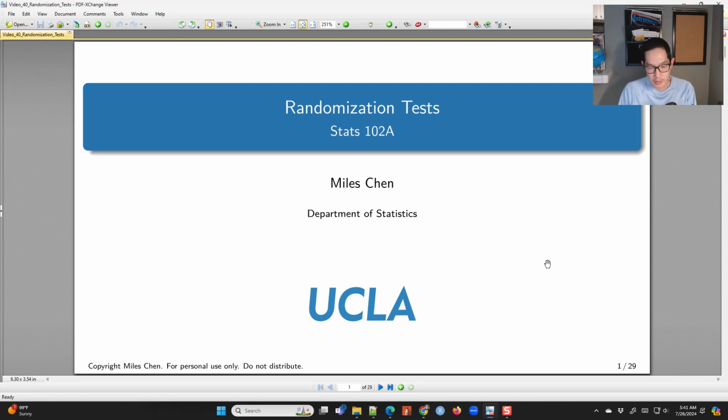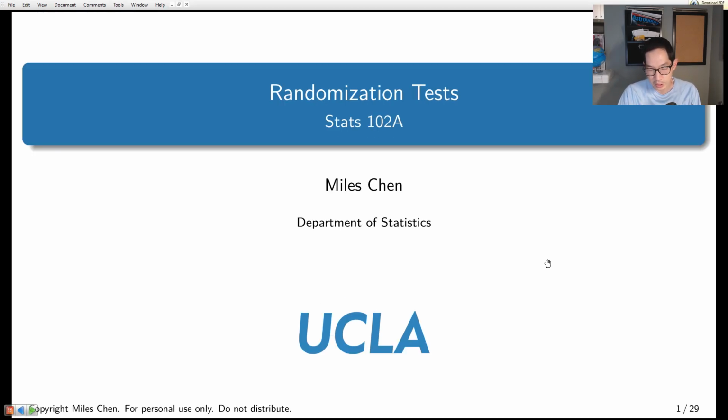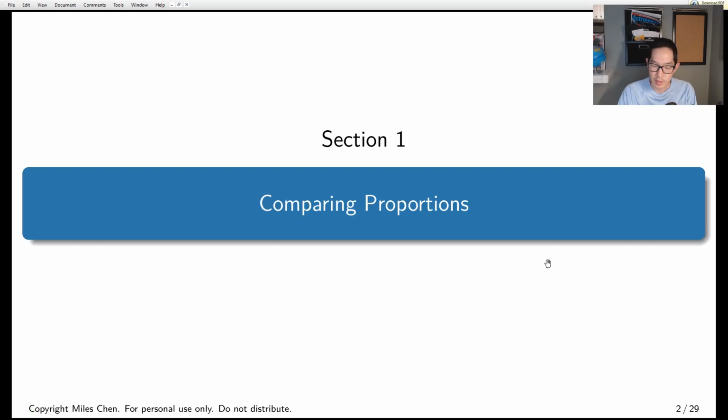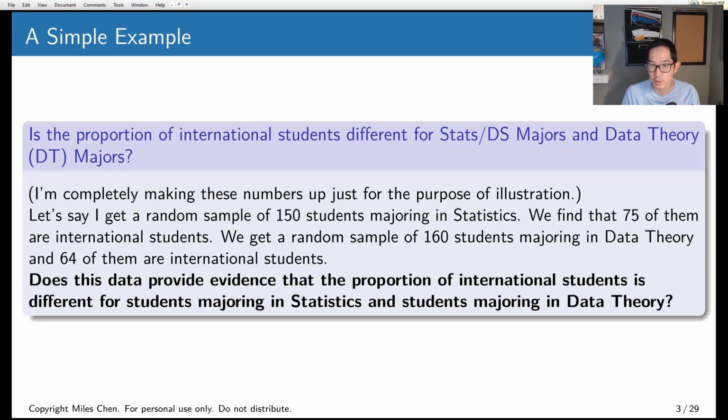All right, let me talk about randomization tests. So the example I'm going to do is going to be comparing proportions. So here's just kind of a simple example. Is the proportion of international students different for stats and data science majors and data theory majors?